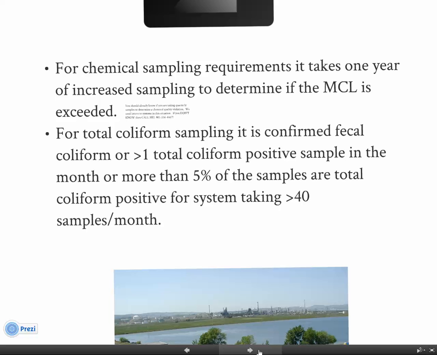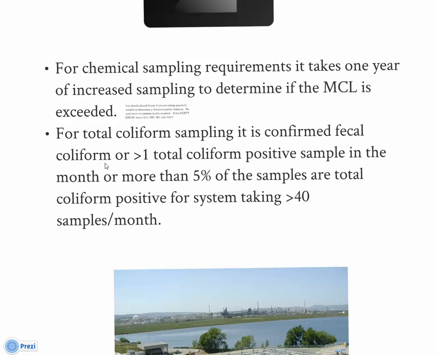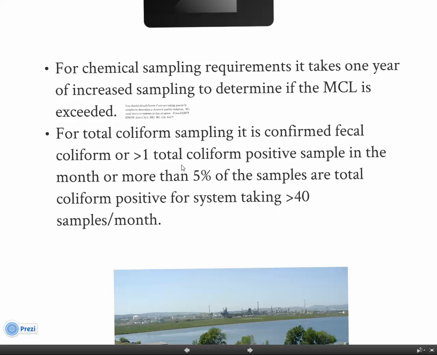If you fall into this situation with this confirmed fecal contamination, we'll be on the phone with you as soon as we get the results from the lab and walk you through the public notice and the boil order. So the second type of coliform quality violation is called a non-acute quality violation. And what that is, it's this section here where you have more than one total coliform positive sample in the month if you take less than 40 routine samples a month. Or if you take more than 40 routine samples a month, it means that more than 5% of your samples are total coliform positive during the month.